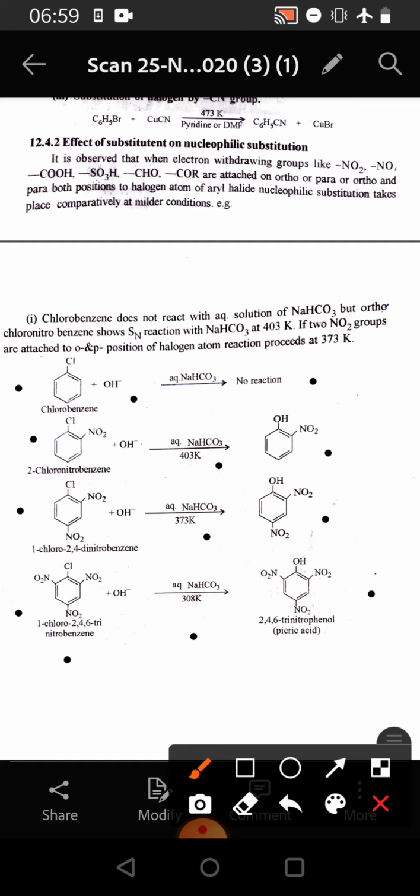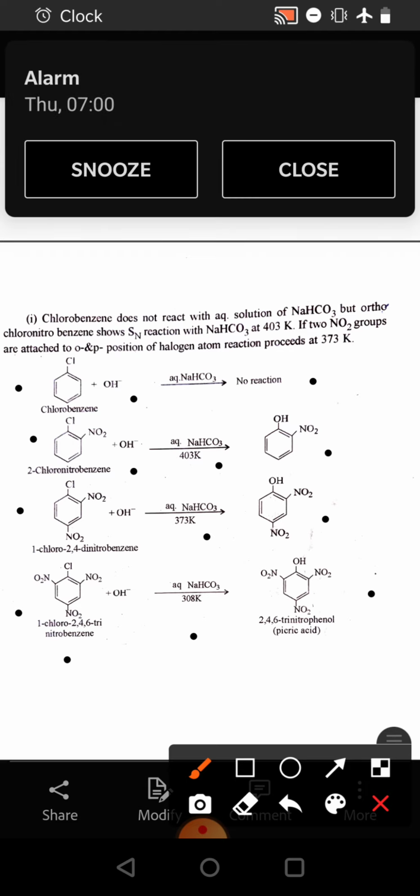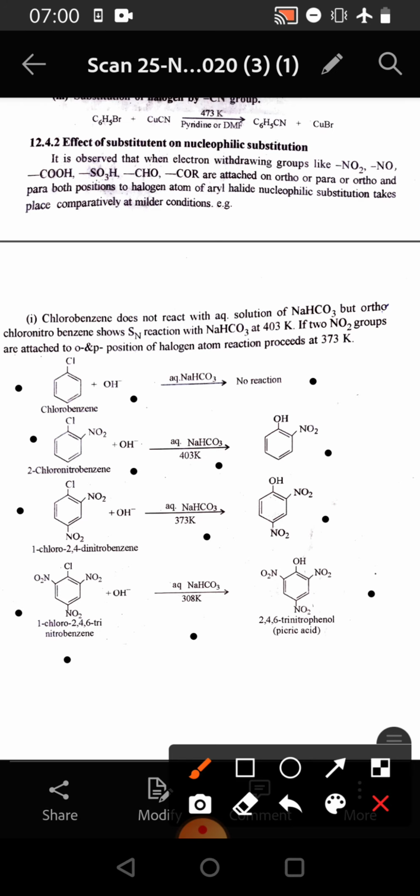So we see that with chlorobenzene no reaction takes place. With a nitro group at the ortho position, the reaction takes place at 403 Kelvin. If the ortho and para positions are both occupied by electron withdrawing groups, then the reaction temperature decreases from 403 to 373 Kelvin to give the product. And if both ortho positions and the para position are occupied by electron withdrawing groups, then the reaction temperature decreases further from 373 to 308 Kelvin and the product is obtained.